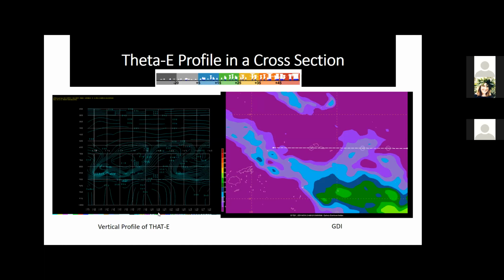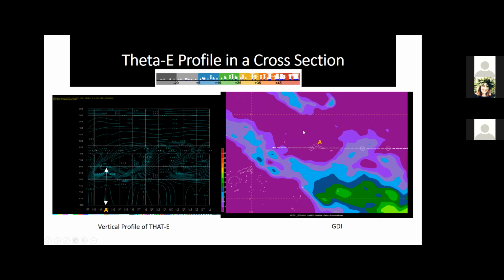Now, looking at a vertical profile of equivalent potential temperature, you have it on the left, from the surface to 200. And this is a west to east cross section. That's marked on the GDI forecast that we have in here. That's the line that you see here. This is the west to east cross section.